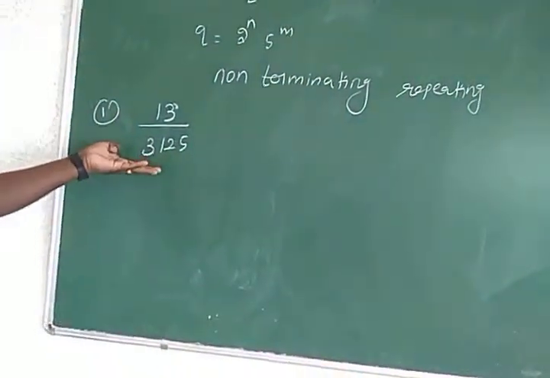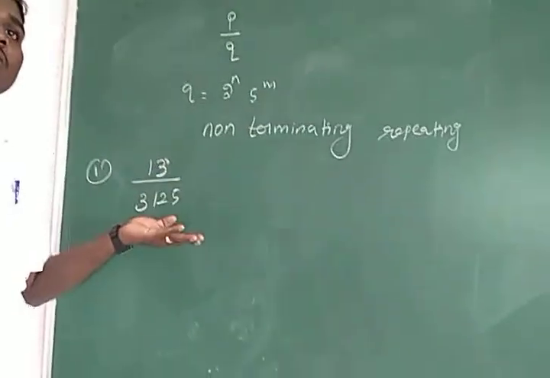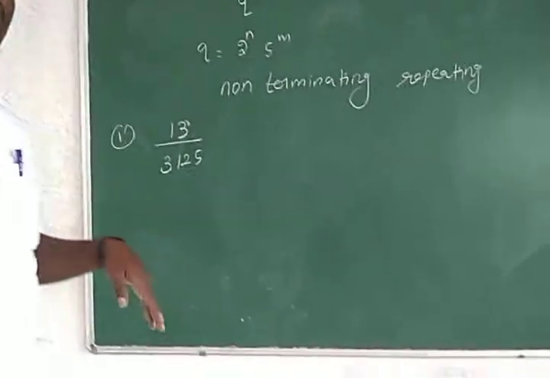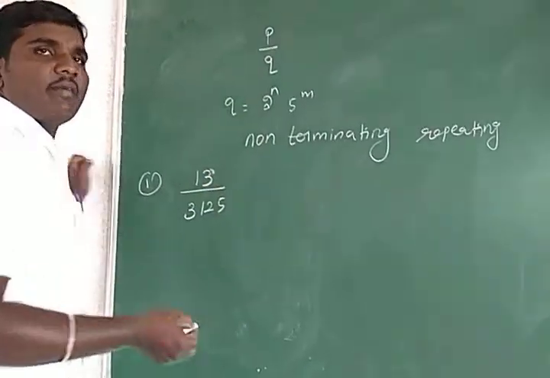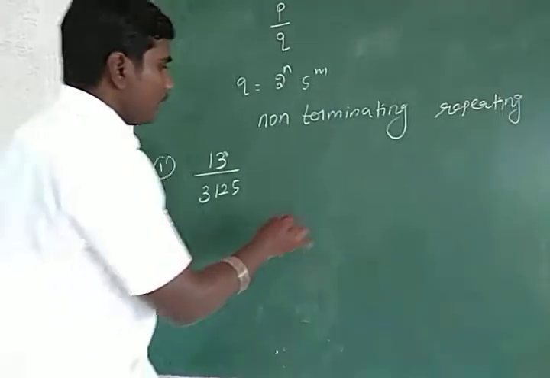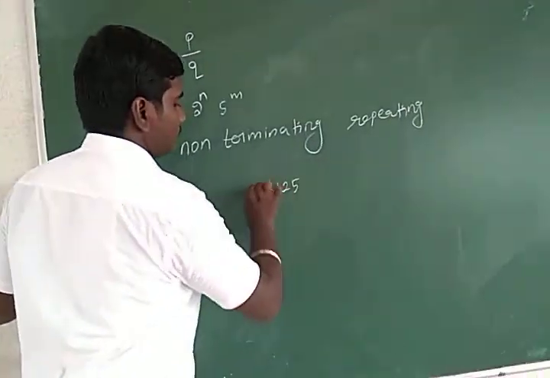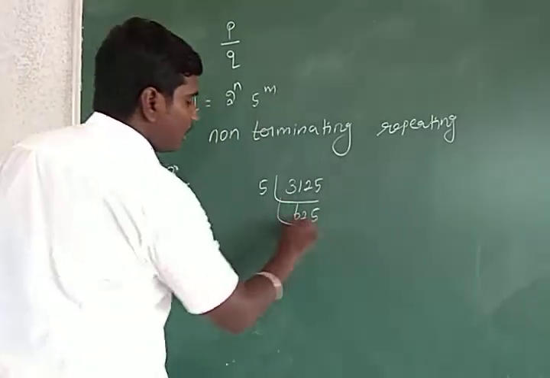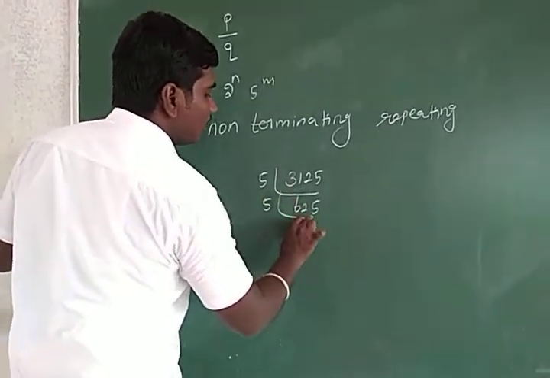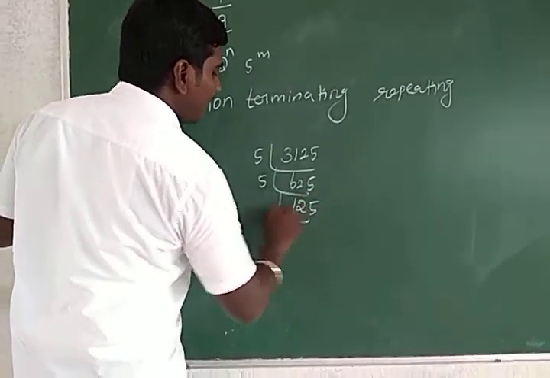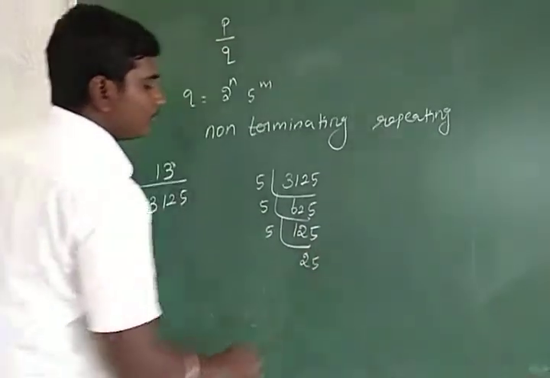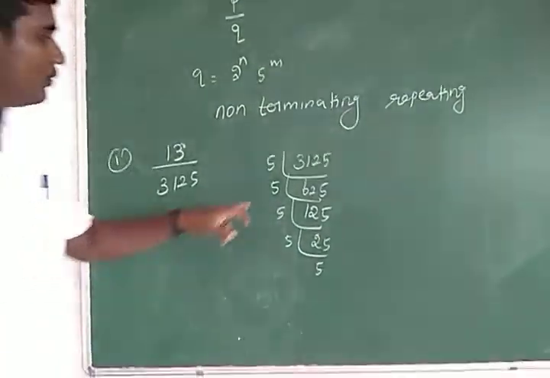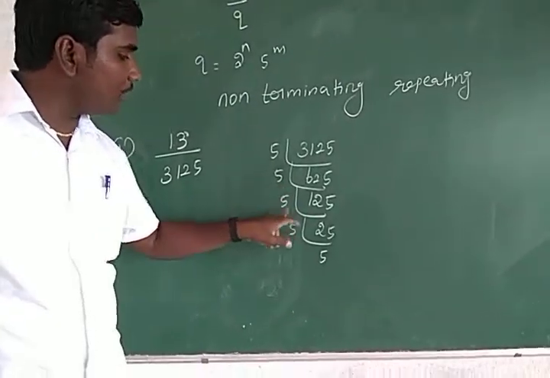First concept here: we want to check whether the two given numbers are co-prime. If the number is large and you are unable to tell whether they are co-prime, find the prime factorization. 13 is a prime number, we cannot factor it. 3125 is divisible by 5, giving 625. Then divide by 5, 125. Then divided by 5, 25. Then divided by 5. So 5 is multiplied by itself 5 times.